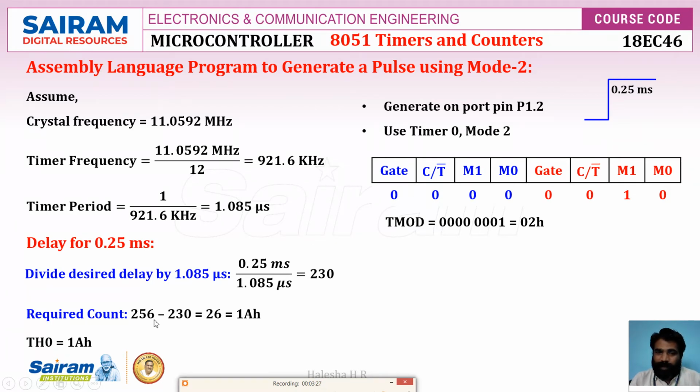In the previous mode 1, we performed 65,536 minus 230. Here it is 256, since the maximum count is 255 plus 1. So that is 26, and in hexadecimal it is 1AH. This is the initial value that is supposed to be loaded into TH0. And here the TMOD value changes. For timer 0, we use the lower 4 bits. The mode value is 10, so in hexadecimal it is 02H.